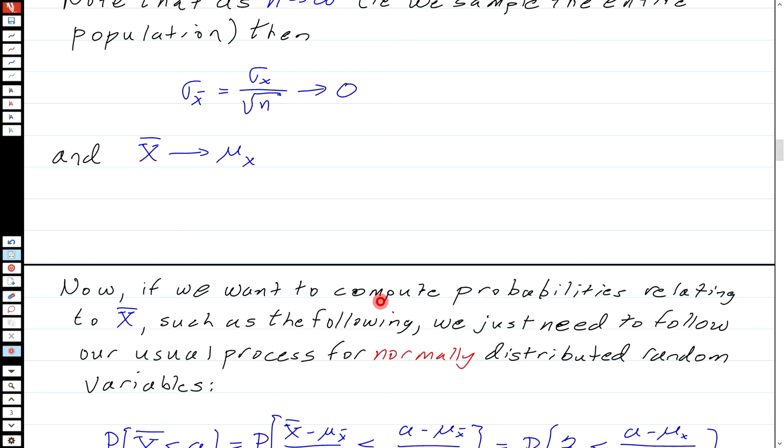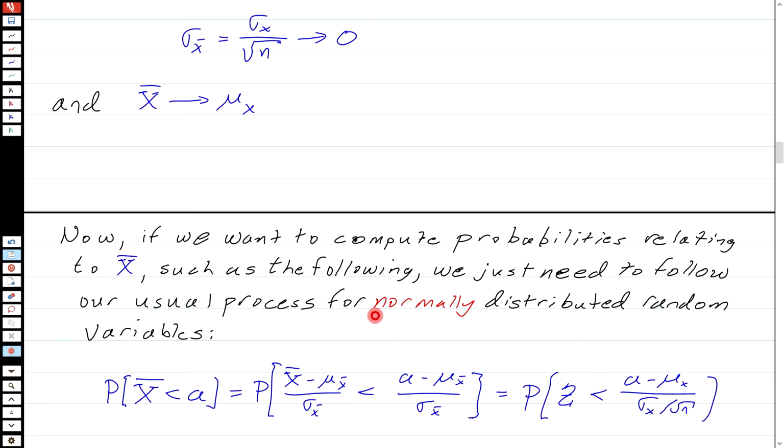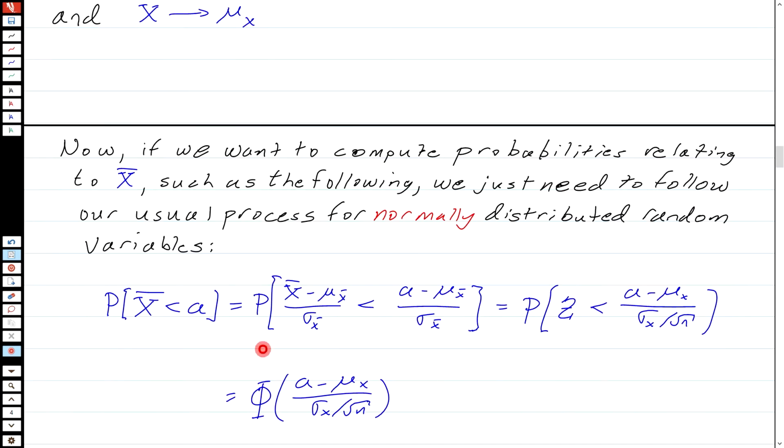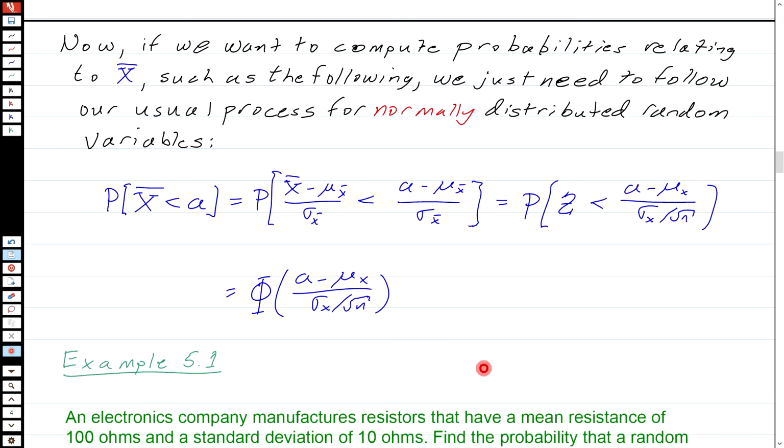Okay, so now if we want to compute probabilities relating to x bar, such as the following, we just need to follow our usual process for normally distributed random variables. So the probability that x bar is less than a, where x bar is assumed to be normally distributed: the first thing we do is standardize, subtracting its mean and dividing by its standard deviation on both sides of the inequality. This thing here, of course, is Z, so this brings us to the cumulative standard normal distribution of a minus mu of x divided by sigma x over root n.